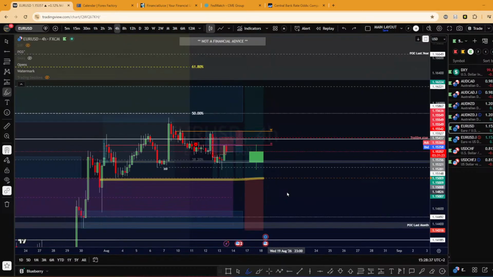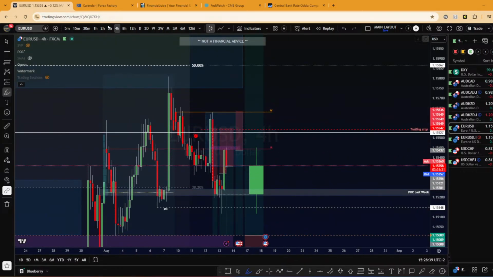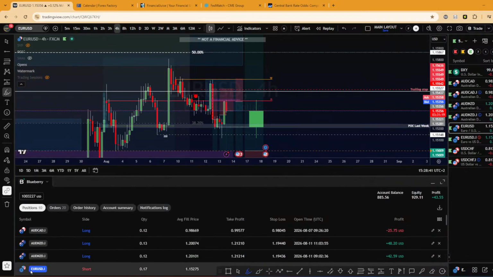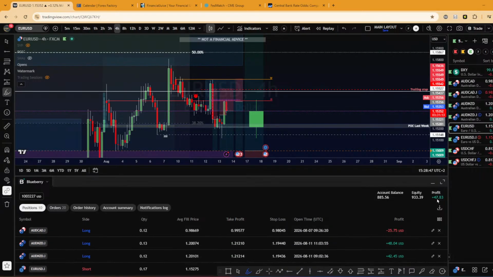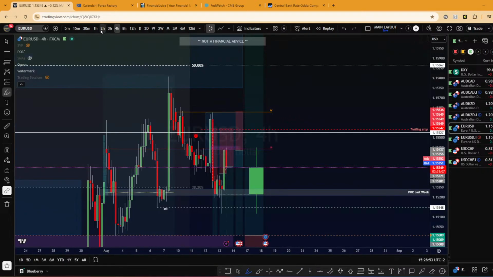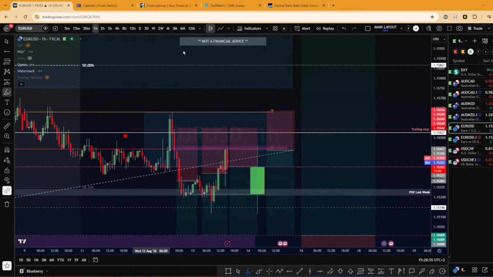Let's see how price will develop because of this PPI. Trading is going well right now, so we come out from the drawdown. It's good. Let's go down to the 1 hour.